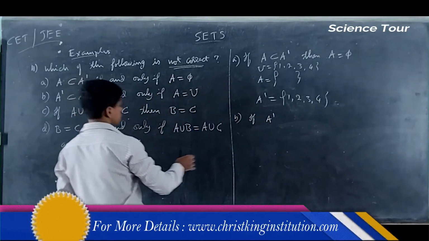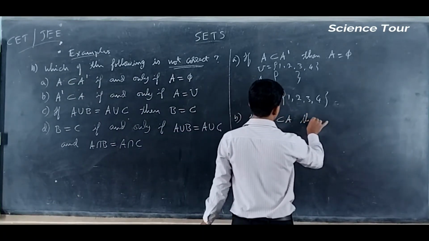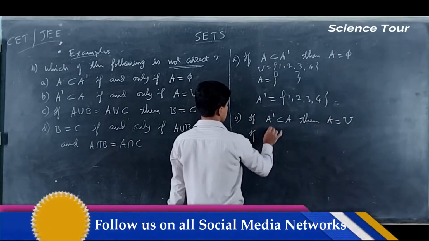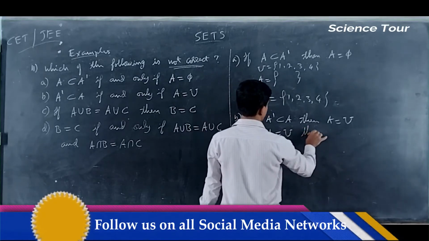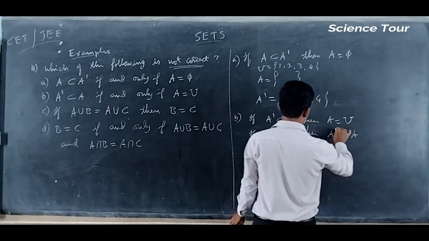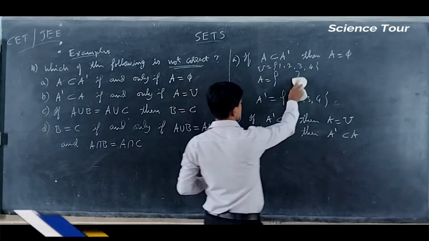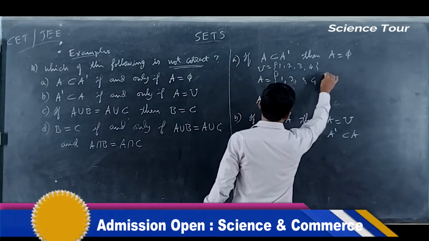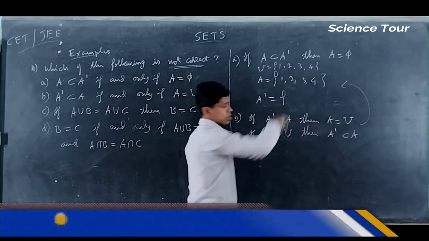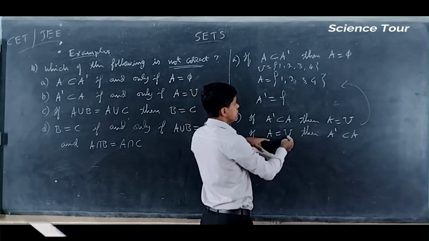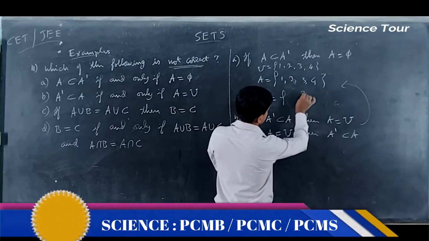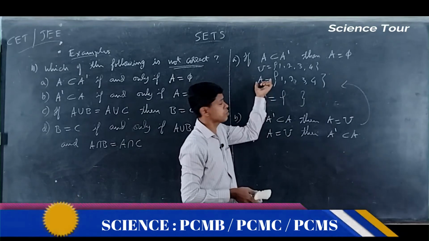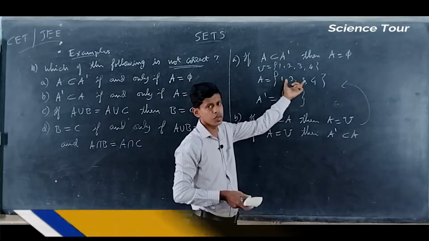Then the second option is: if A dash is a subset of A, then A is equal to the universal set, and if A is the universal set, then A dash is a subset of A. Now what we are saying is, if A is the universal set, go back to that example. What is A dash? A dash will be empty. So now do you say that A dash is a subset of A? Yes, the null set is a subset of A here.